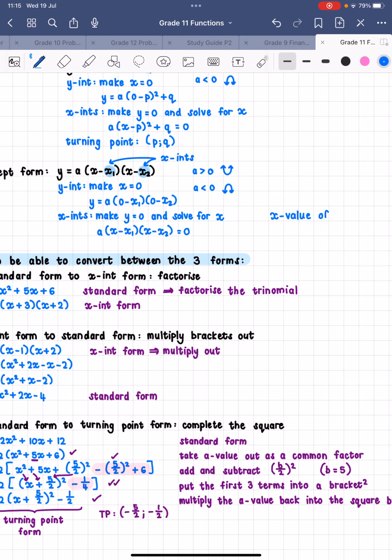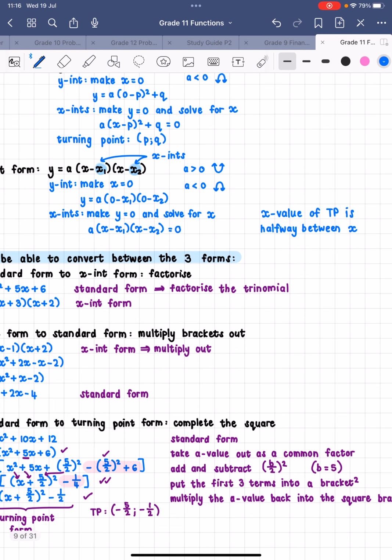X value of TP is halfway between x-intercepts. So you don't actually have to use the x equals minus b over 2a formula there. If you have your two x-intercepts, you can just find the value that's halfway between them. So if your one x-intercept is at 0 and the other one is at 4, the x value of your turning point is going to be at 2. Okay, so just whatever those two values are, halfway between them.